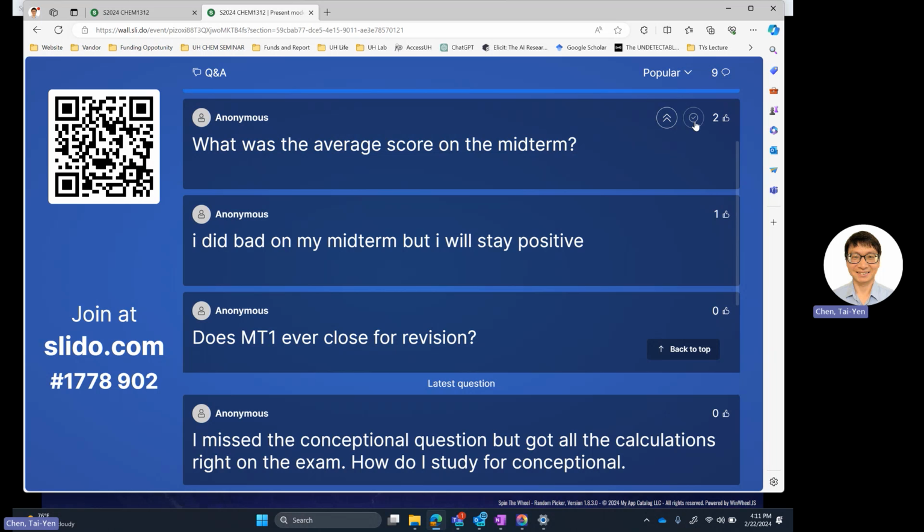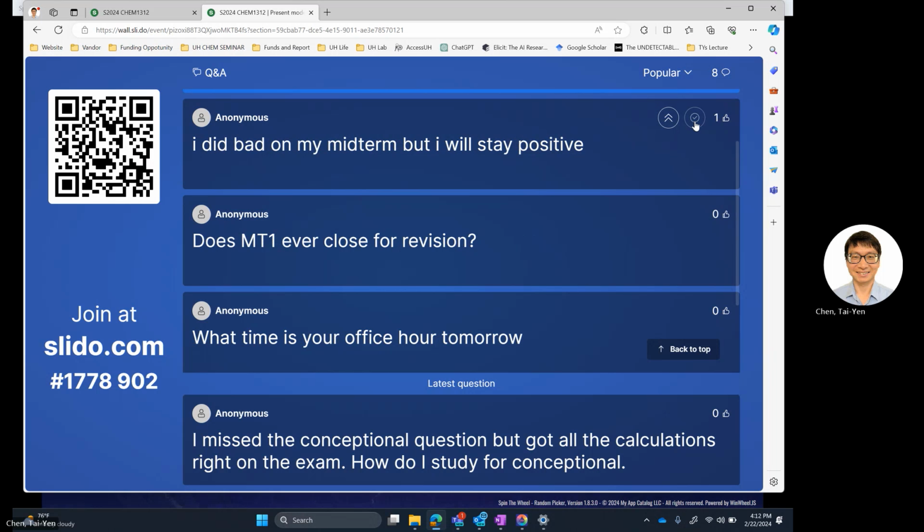What was the average score on the midterm? We will have a serious review. I'll give you a serious report on how we performed on midterm 1. Right now I'm waiting for the data from the managers. He's the only one who has the information of all sections. I only have the information for our section. Good. Stay positive. It's important.